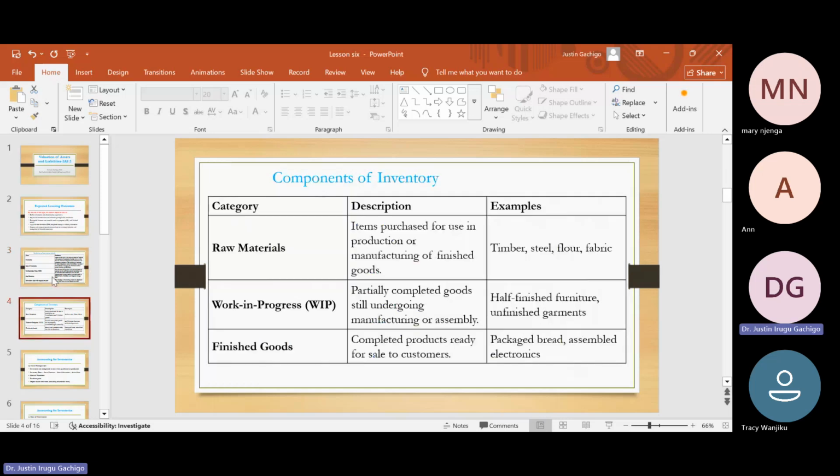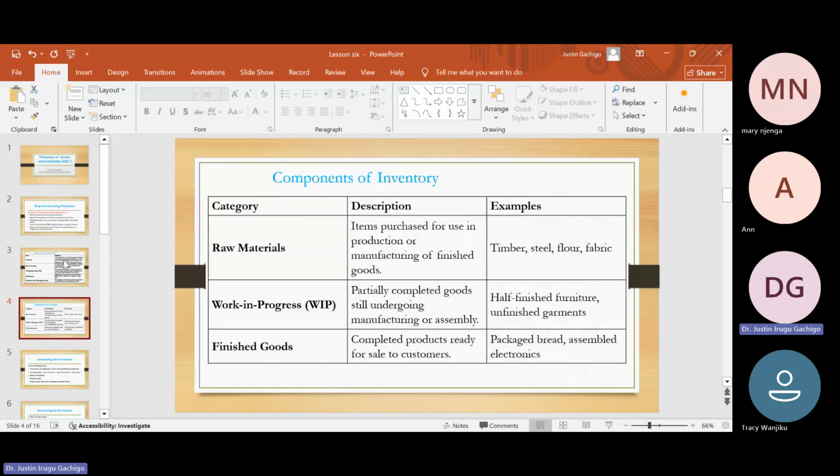Then we have the raw materials. So I said that we look at the various components of inventories. We have the raw materials, and these are items purchased for use in production or manufacturing of finished goods. Examples are timber, steel, flour, and fabric. Those are the raw materials.